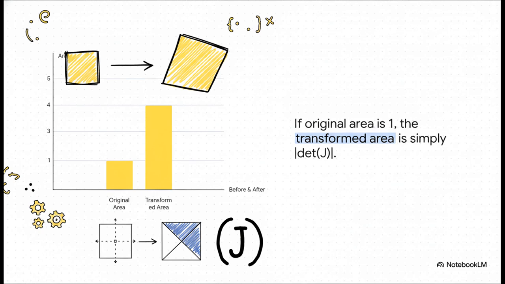If you start with a tiny square that has an area of 1, the area of the new shape it turns into is just the absolute value of the Jacobian's determinant. So, if the determinant is 3, the area tripled. If it's 0.5, the area got cut in half. It's a direct scaling factor, plain and simple.